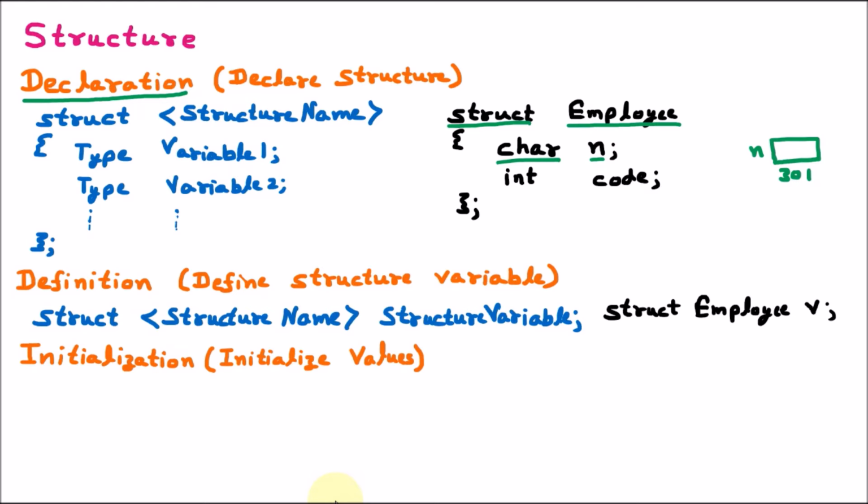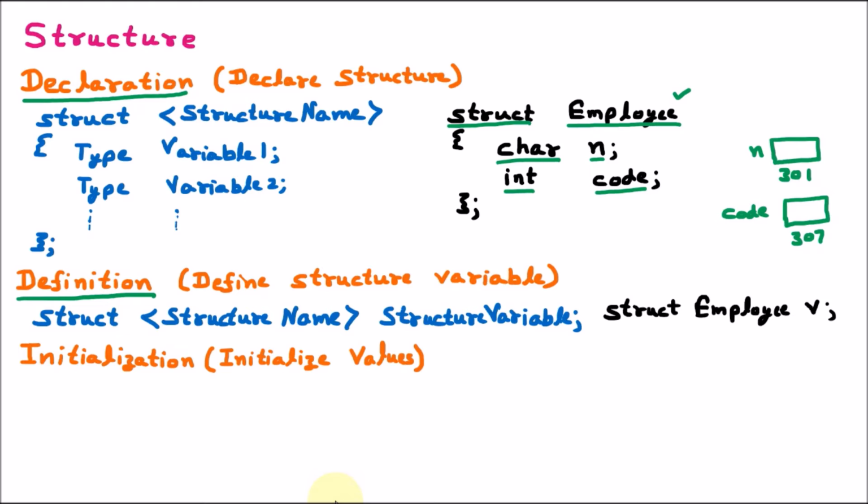Now afterward we have declared one more variable, code, which is of integer type. Let's assume that I am declaring one more variable, the name is code, and let's say I am providing the address 307. They combinedly are part of employee. So employee is the structure we have declared. Then the second part is the definition. Here we define the structure variable or the object.